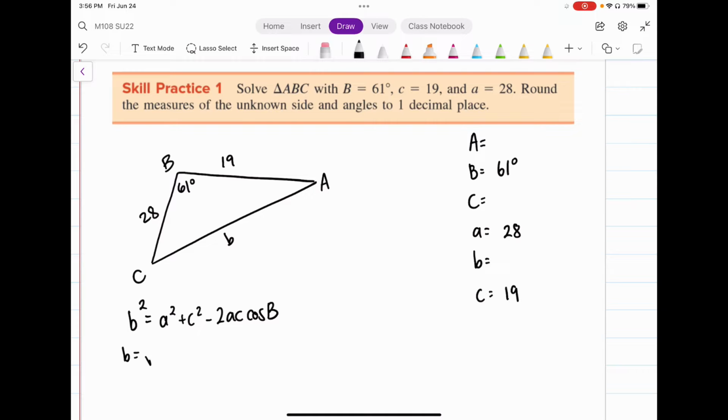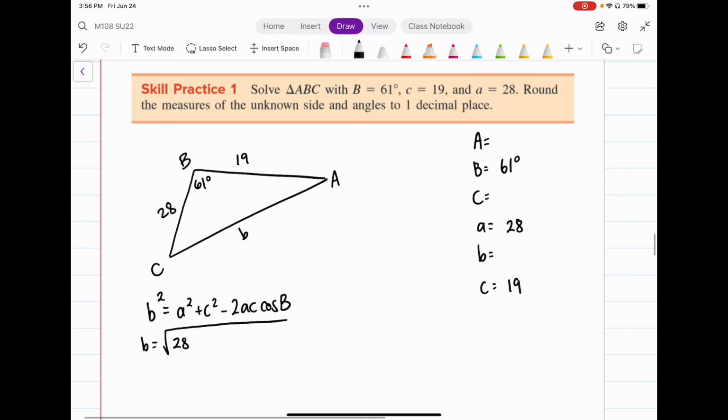Solving for just B, I can square root that, and I would have 28 squared plus 19 squared minus 2 times 28 times 19 times the cosine of 61 degrees. Make sure your calculator is in degrees, and we're going to be rounding to one decimal place. So in this case, B is 25.1.